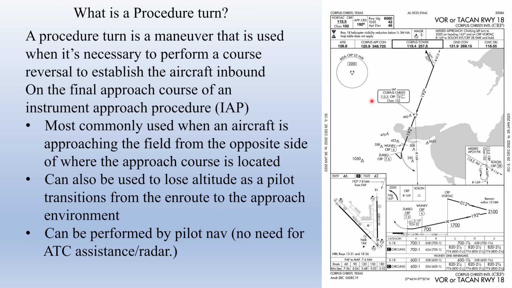You can see this is labeled as an IAF, which means the initial approach fix. This is the initial approach fix for this approach. What we do once we hit that fix is we are going to fly outbound on the inbound course, and then we will execute this procedure turn, which will turn us around and have us flying inbound on the course, and then we can fly the approach on in from there.